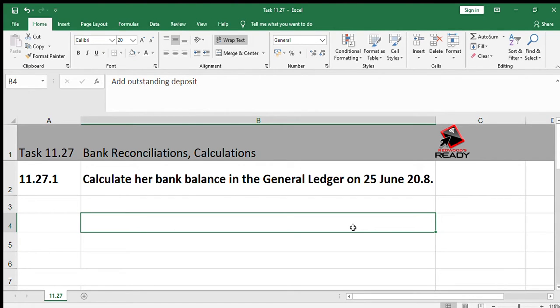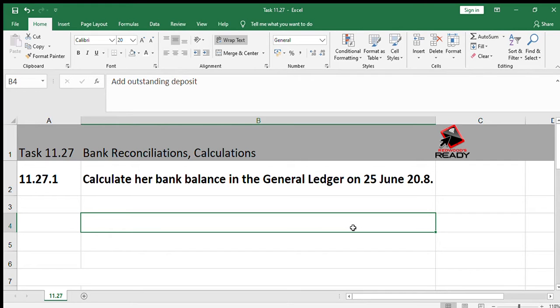Hi grade 12. This is another task on bank reconciliations and calculations, also a very typical sort of exam type question on the bank reconciliation. So task 11.27 in your textbook. We are answering some questions for hairdresser Miss Cartwright.